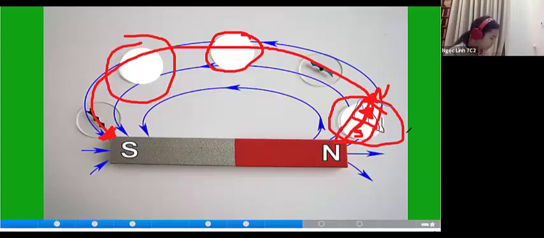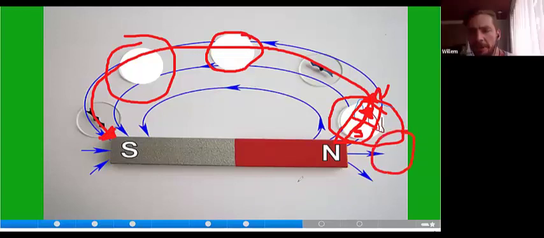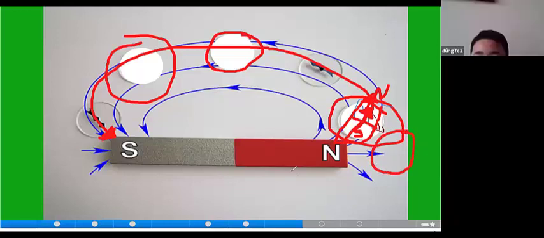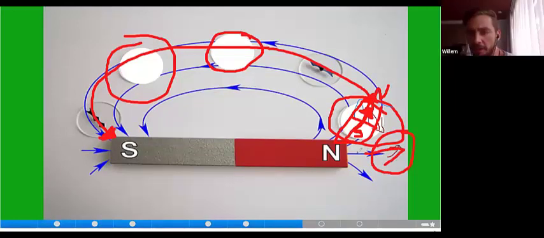And what will happen if I put a compass right here? Where is it going to point to? Outside. Can someone draw that in? Okay, so here you can see the magnetic field line going, so it's going to point in the same direction. And if I put a compass over here, it's going to point in the same direction as the magnetic field.